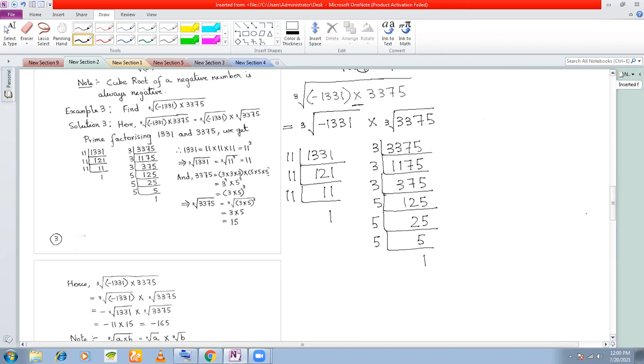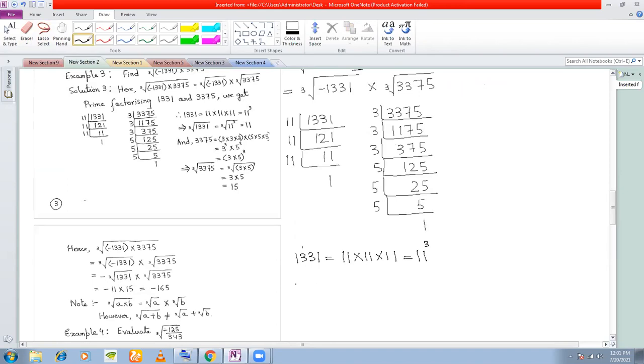Okay. So therefore, let's write it in this manner first. 1331 is equal to 11 into 11 into 11, which is equal to 11 cube. So therefore, cube root of 1331 is equal to cube root of 11 cube. Now, because you have a cube inside the radical, you can remove the radical, write it as 11 only.